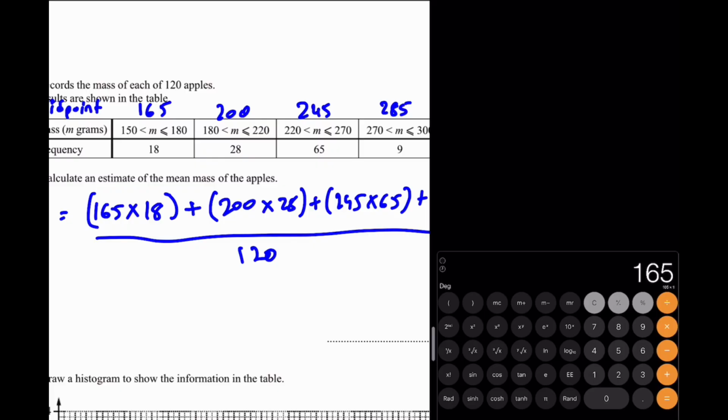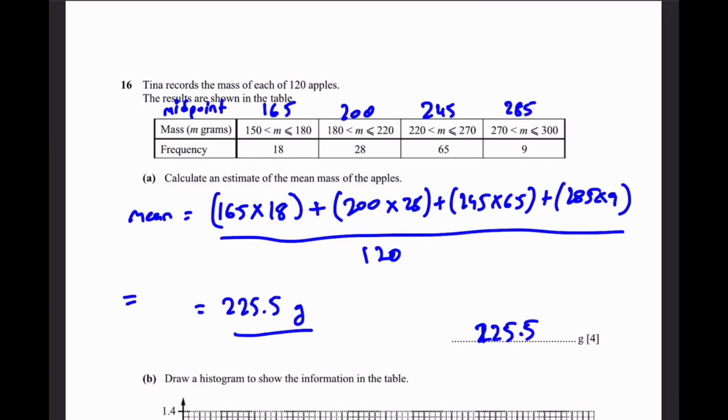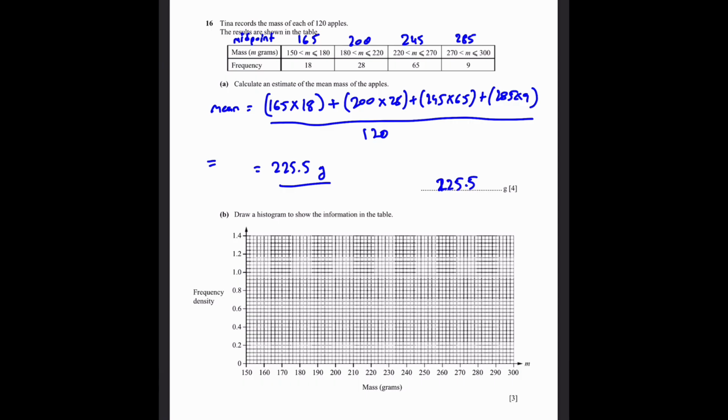So 165 times 18. Times 18, sorry, not 1. And then add 200 times 28. Plus 245 times 65. Plus 285 times 9. We get this value, divide by 120, and we get 225.5 grams as the estimate of the mean mass. And that's our answer. Now part B, draw a histogram to show the information in the table.